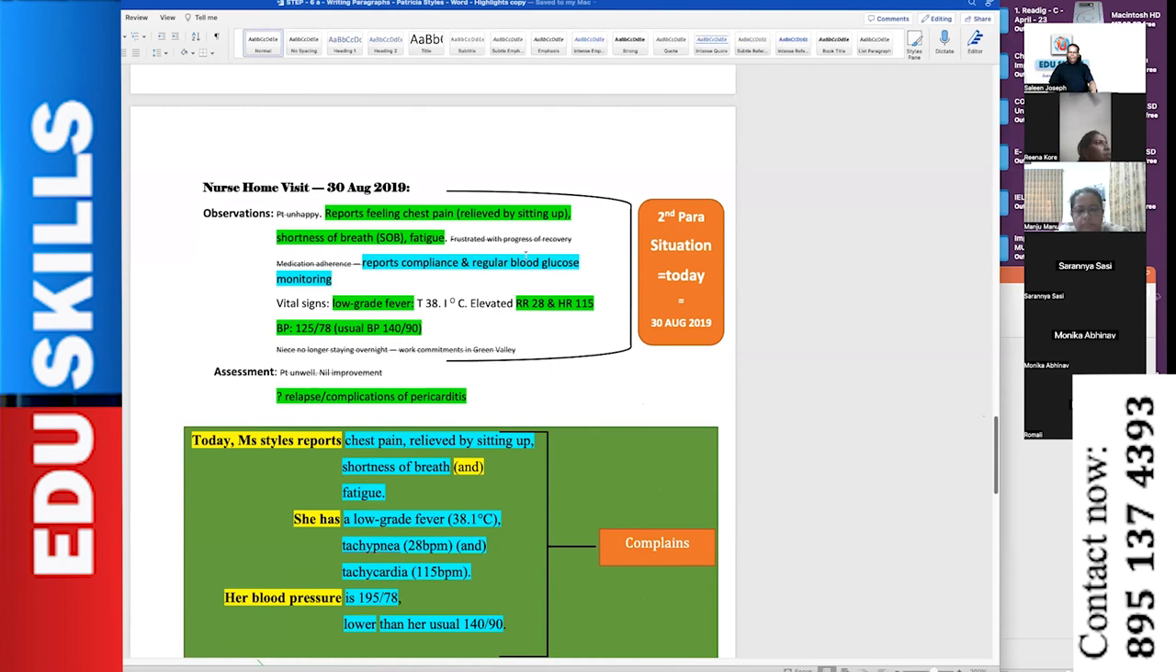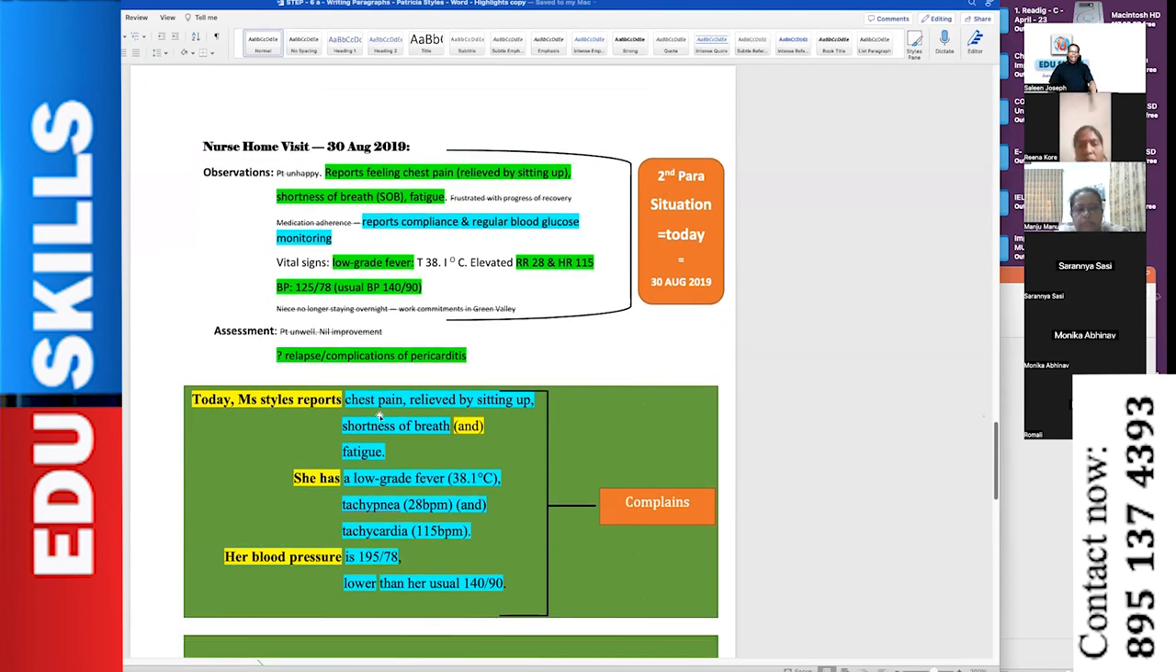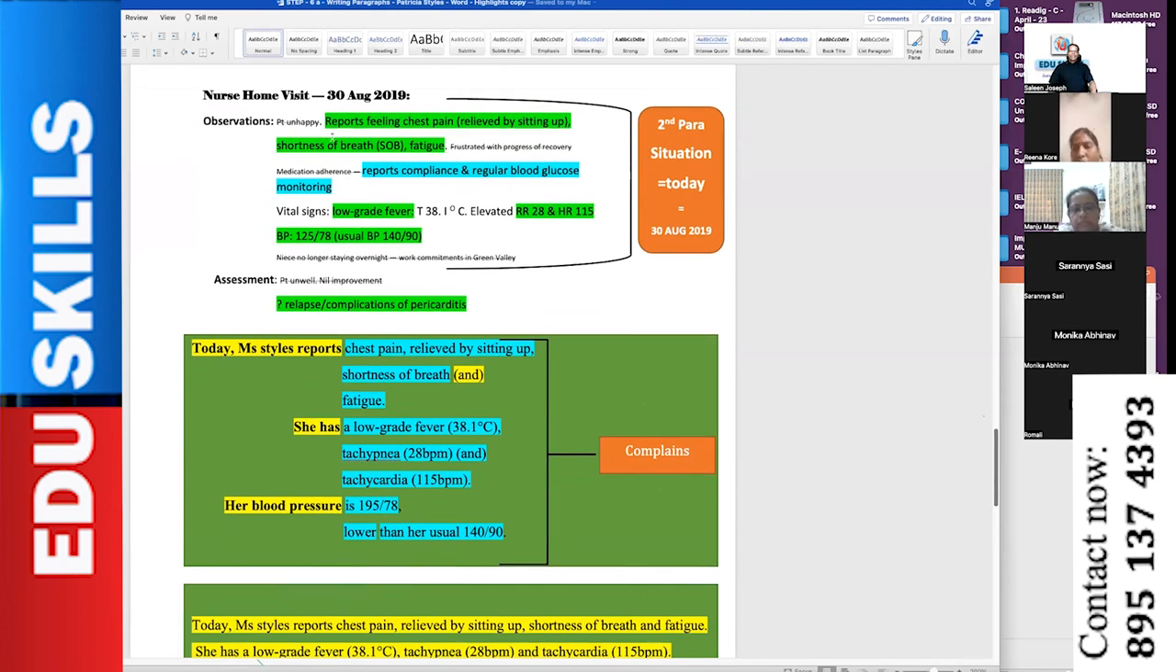See, this is the case note. Already we have highlighted it. We have seen that. And how to write that? See, instead of this date, I have written today, comma. That is what we call an introductory phrase. Mrs. Stiles reports chest pain, relieved by sitting up, shortness of breath, and fatigue. Since this is a list, you add and, the conjunction. That is one sentence. Now, again, you have the low-grade fever and all those things given as relevant.